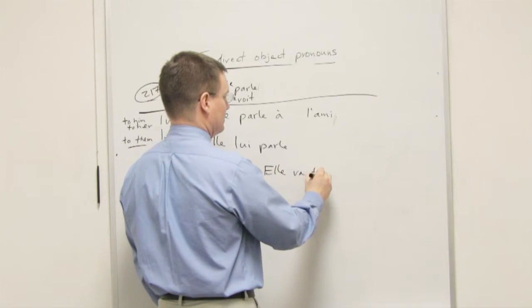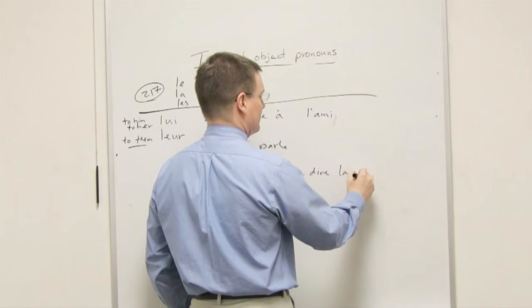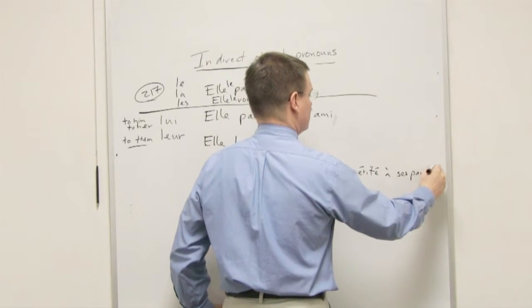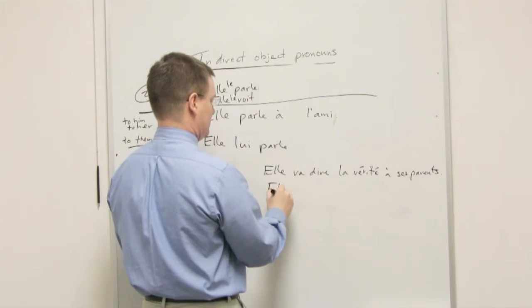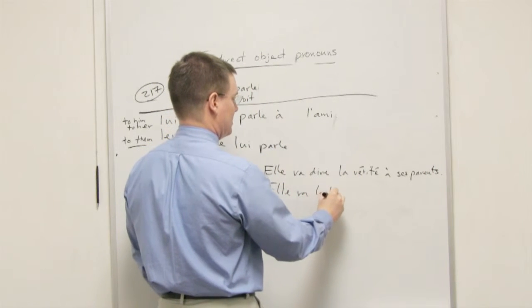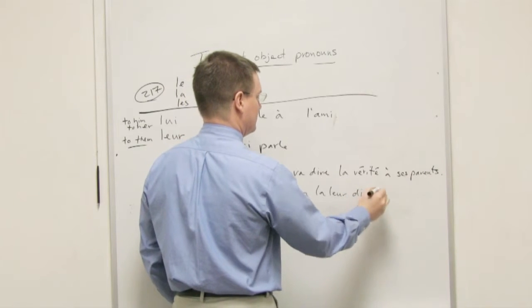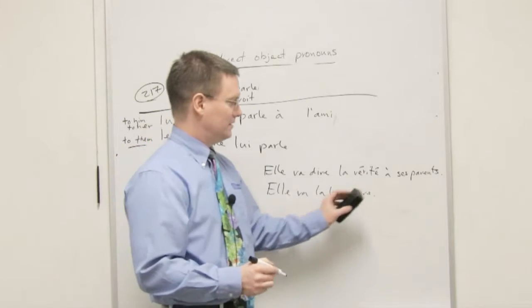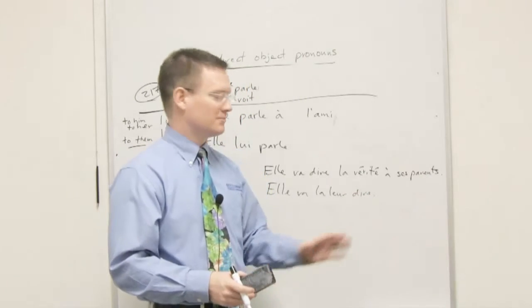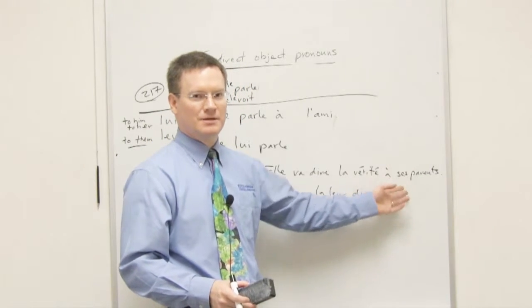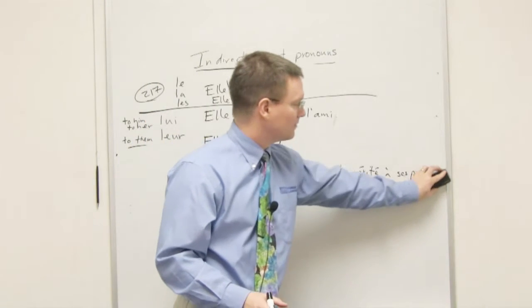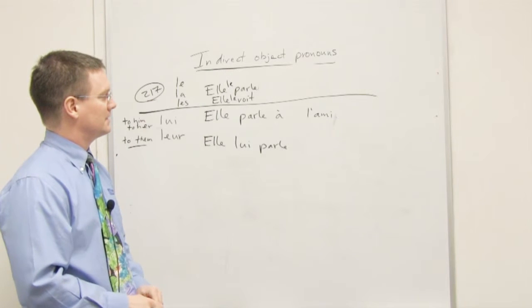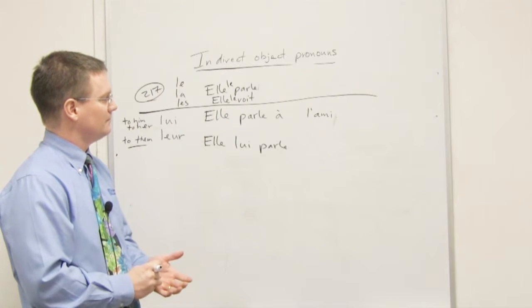Elle va dire la vérité à ses parents. Elle va la leur dire is how you would do both of those. But usually, for the moment, you need to get good at just recognizing direct or indirect. Usually there won't be two in the phrases that we'll give you, at least at the moment, because it gets a little more complicated.